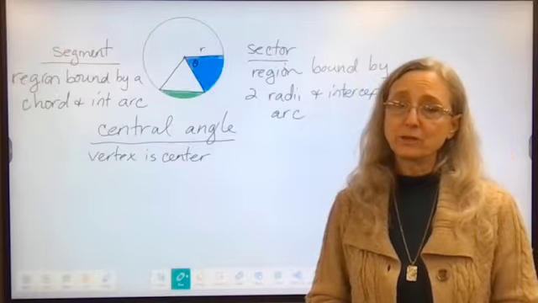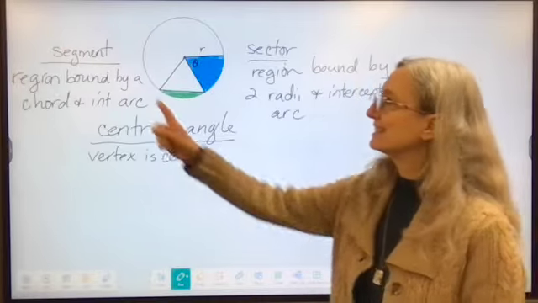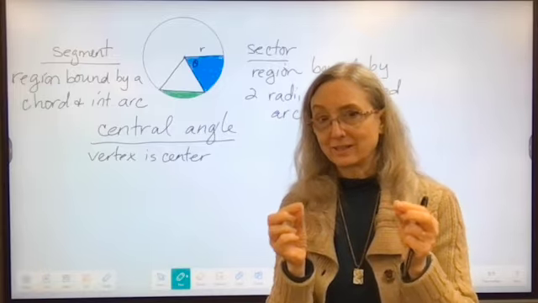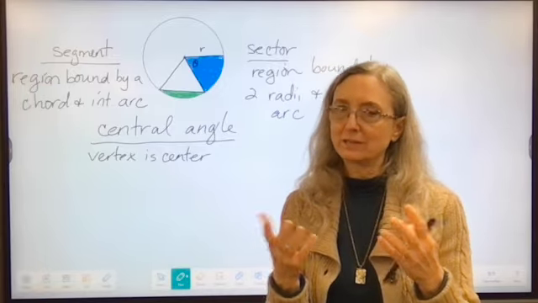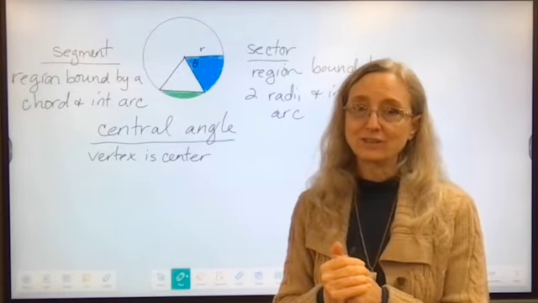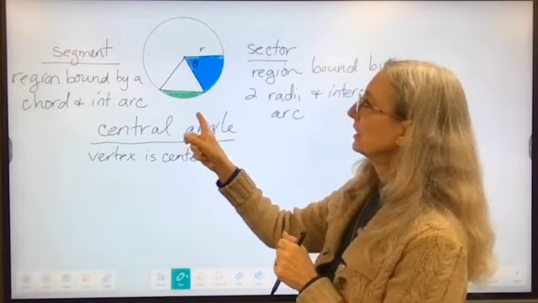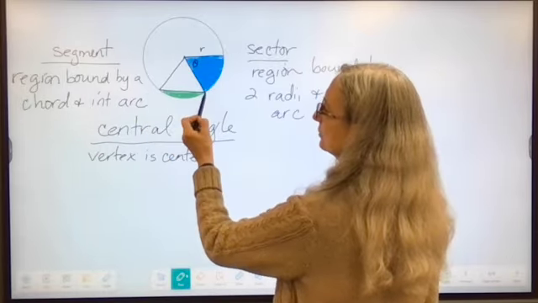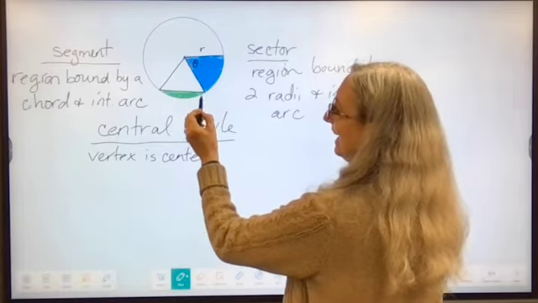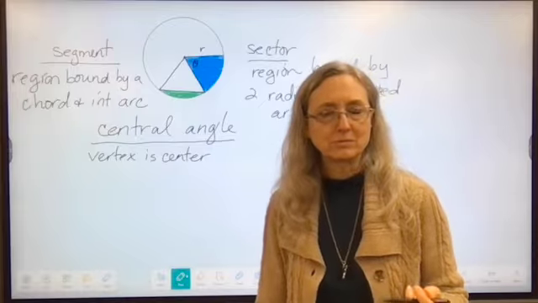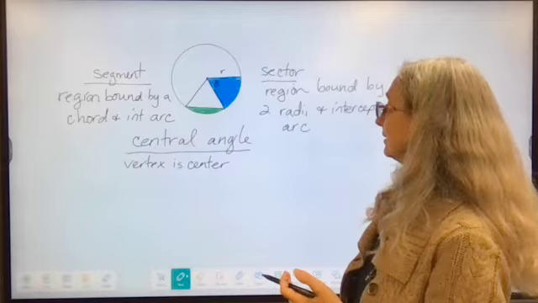And the last term I want to show you is a segment. Remember I said we're going to see a segment of a circle. It's like a portion of a line, only what's a segment of a circle? This green part, that region is called a segment. So it is created by a chord, which is a line connecting 2 points on a circle, and its intercepted arc.